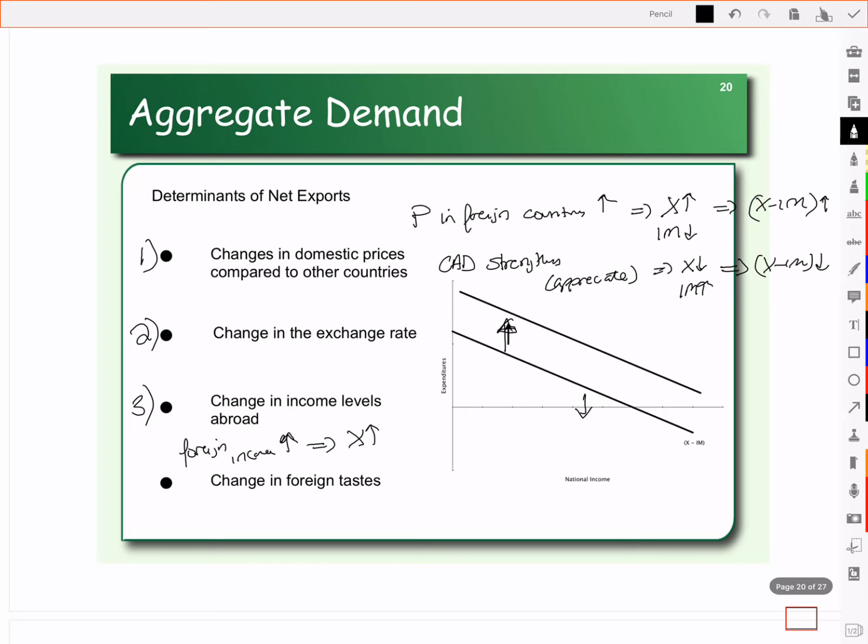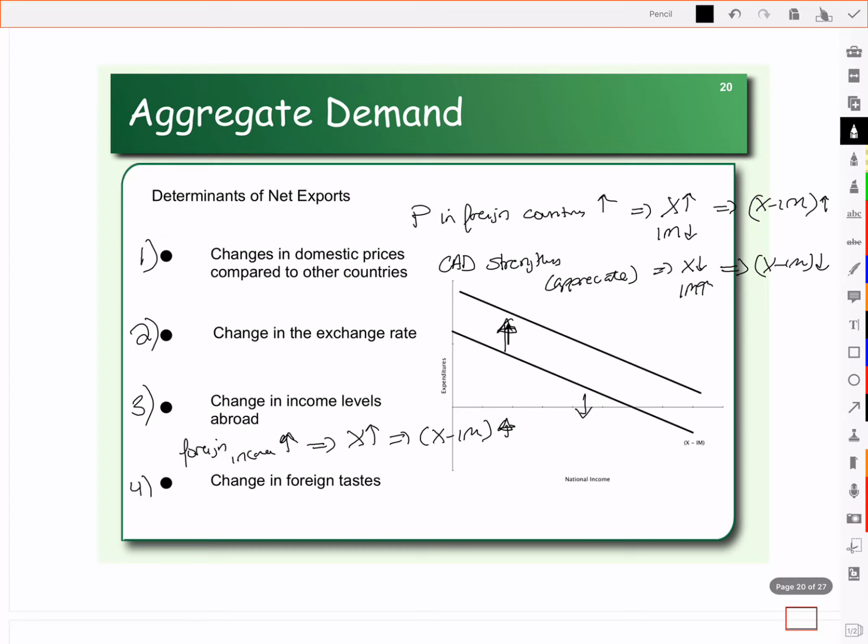Now, there's no impact here on imports because imports are the Canadians, and it's not our income that changed, it was the American income. So only exports change here. Exports increase, and therefore X minus IM also increases. Now, that being said, if foreign income decreases, if the US experiences a recession, for example, their income decreases, they're going to buy less of our goods, so exports will fall, and net exports will fall as well.